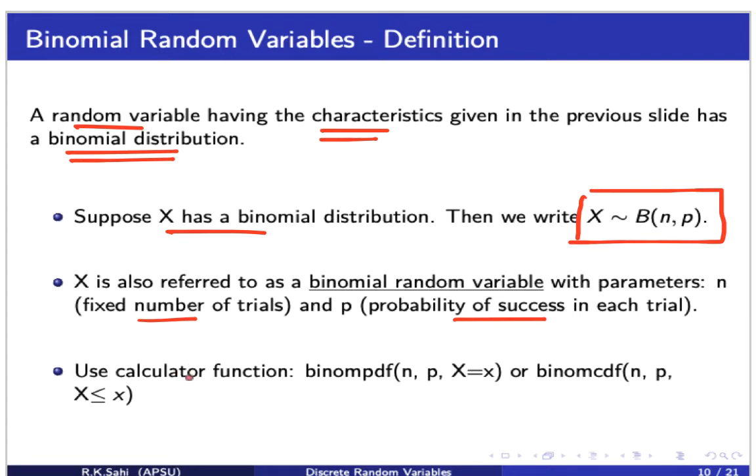And we'll be using the calculator functions binom.pdf or binom.cdf for X equal to x or X less than or equal to x. So binom.cdf is for less than or equal to x, which is what we are going to use, and I'm going to show you with the help of an example how we do it.